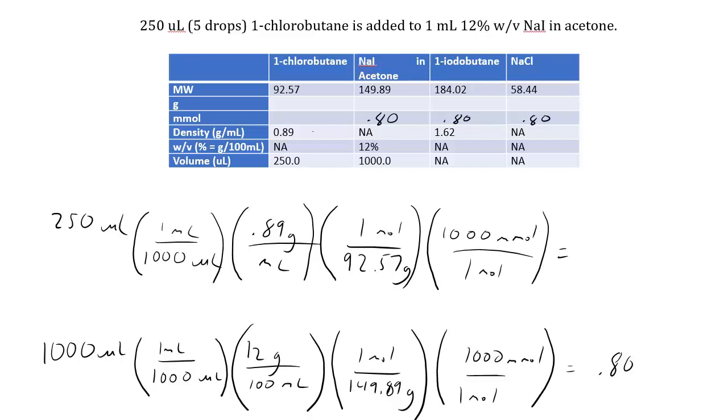So now that you have millimoles and your molecular weight, you can convert these to moles and then use these molecular weights to find the number of grams of each of these.